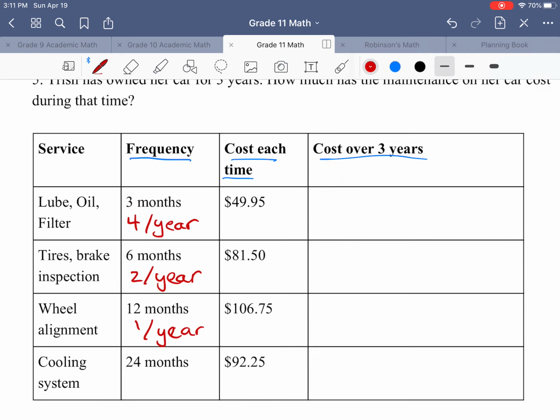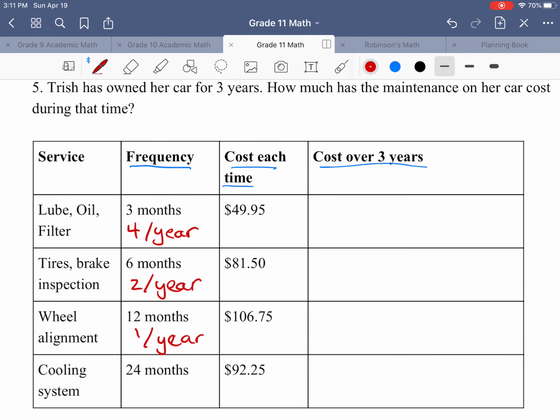Lastly, we have a check of the cooling system, which is supposed to be done every 24 months. This is actually 1 time every 2 years, and per year, this works out to 0.5 times per year. It doesn't really make sense, since you can't do it half a time, but for the purposes of estimating the cost of car ownership, we're going to be using this. In our third column we see the cost for each time, and we'll use that to calculate the cost over 3 years.